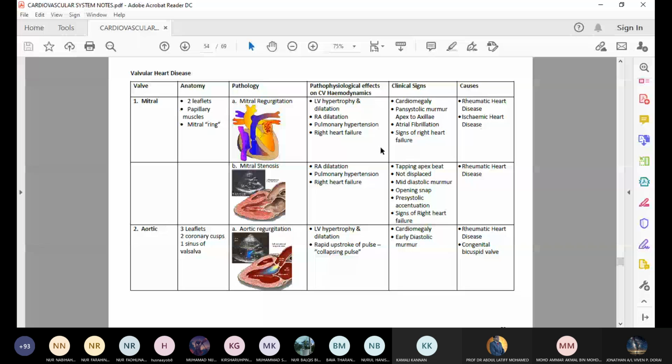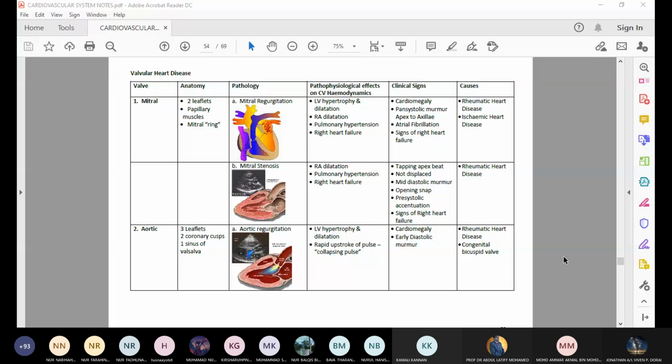The left ventricle hardly needs to do a lot of work because there is very much less blood going into the left ventricle, because the mitral valve is stenosed. But the backward effects, like what we saw in mitral regurgitation, the left atrium will be dilated, the left atrium will be hypertrophied, and there will be atrial fibrillation because of this.